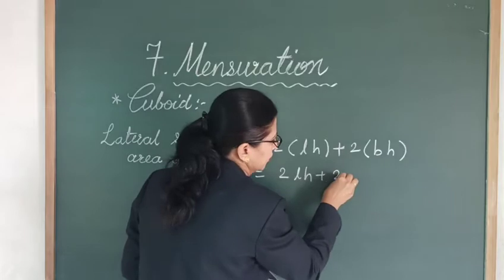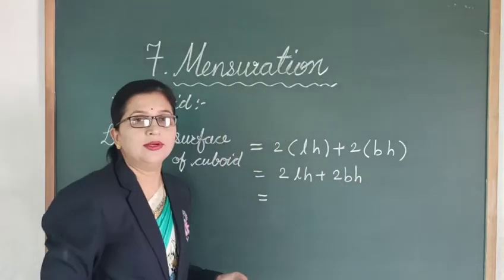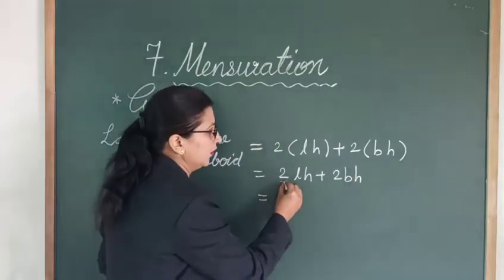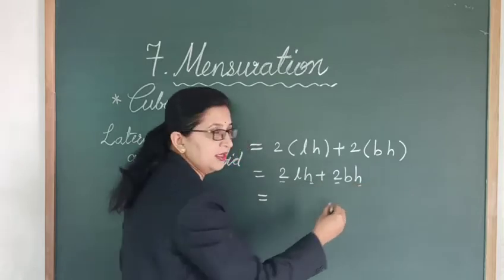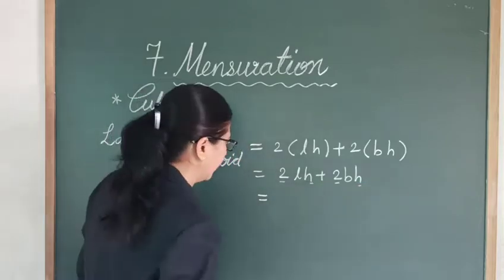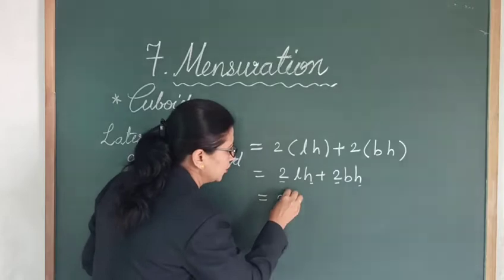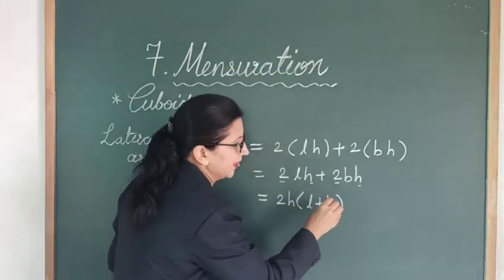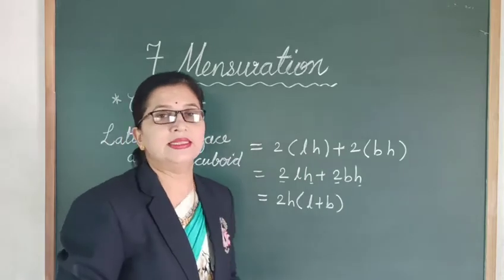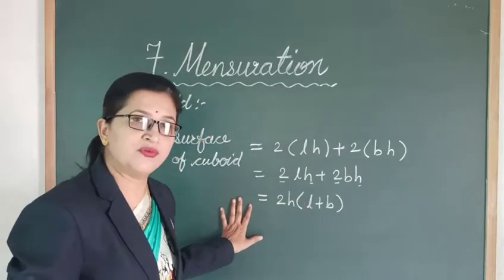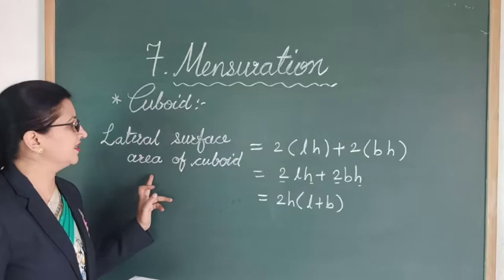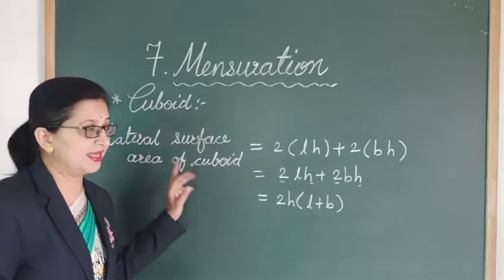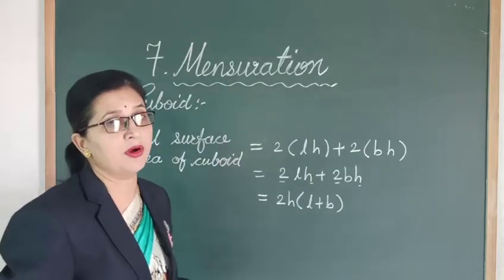Now we have 2LH plus 2BH. Now here students, you can see 2 is there and H is also there, so let's take it out as common. So 2H in a bracket L plus B. Dear student, this is the formula to find out the lateral surface area of a cuboid, or you can say vertical surface area of a cuboid.